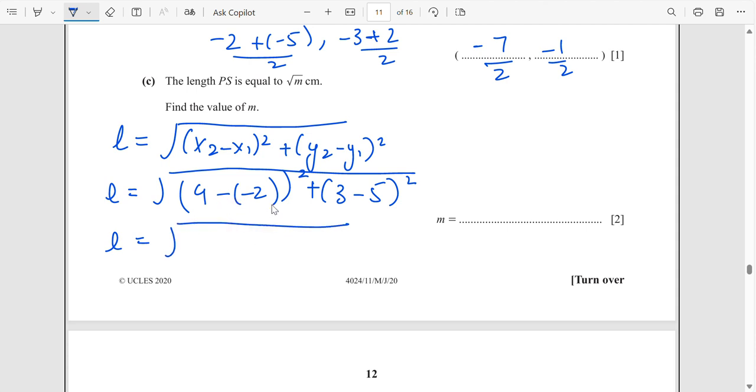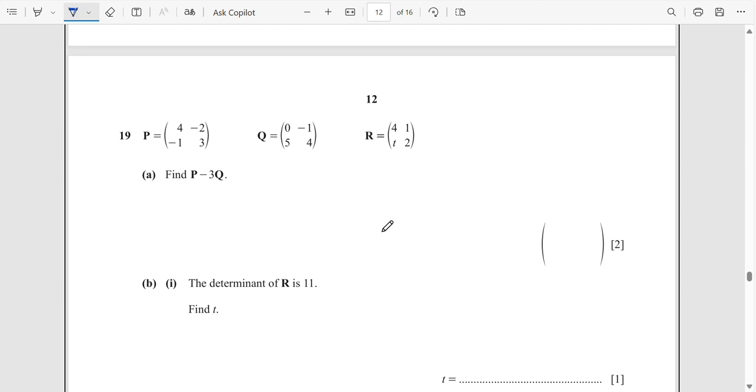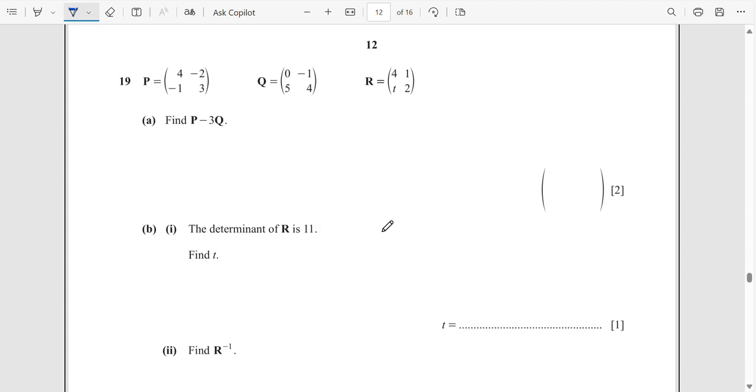Four minus 2 is 6, so 6 squared is 36, plus 3 minus 5 is -2, and -2 squared is 4, which gives us 40. So our m would be 40, as it is also with the square root. Next we have matrices. P minus 3Q.